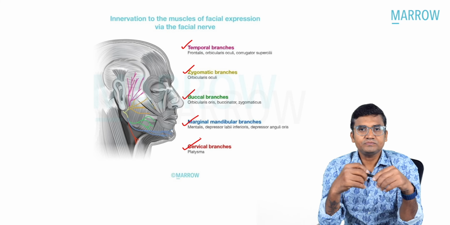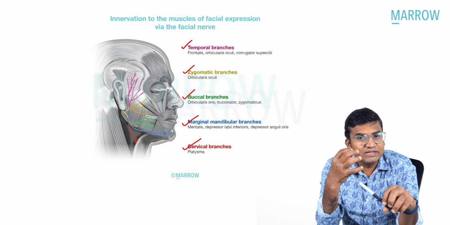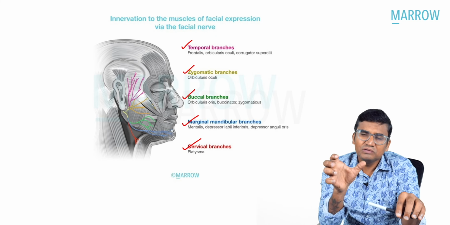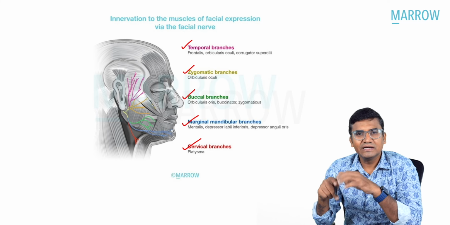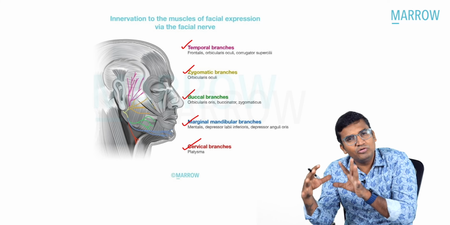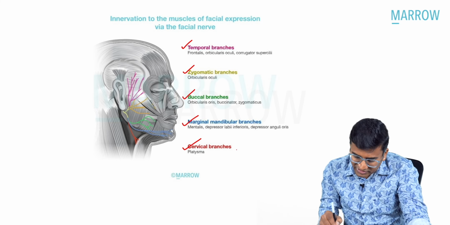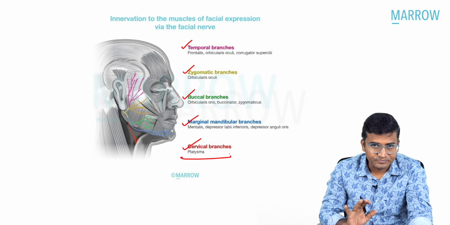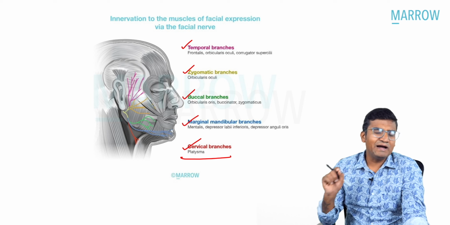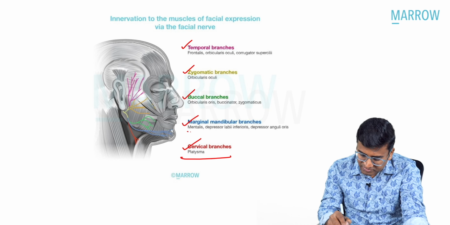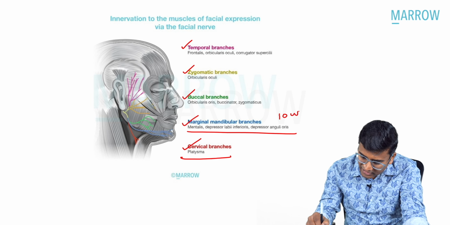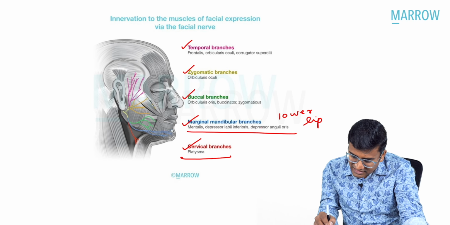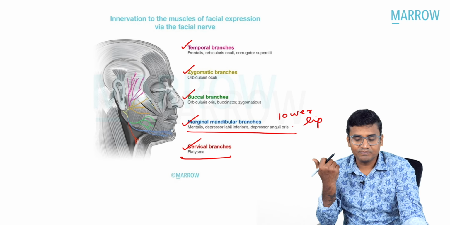5 branches. Now what are the muscles supplied by these 5 branches? It is very difficult to remember. Try to remember certain basic muscles. From the exam point of view, you get questions only about these muscles. The cervical branch of the facial nerve supplies platysma. Very simple. Then the marginal mandibular supplies the lower lip muscles. What are those? Depressor labii inferioris, depressor anguli oris and mentalis.